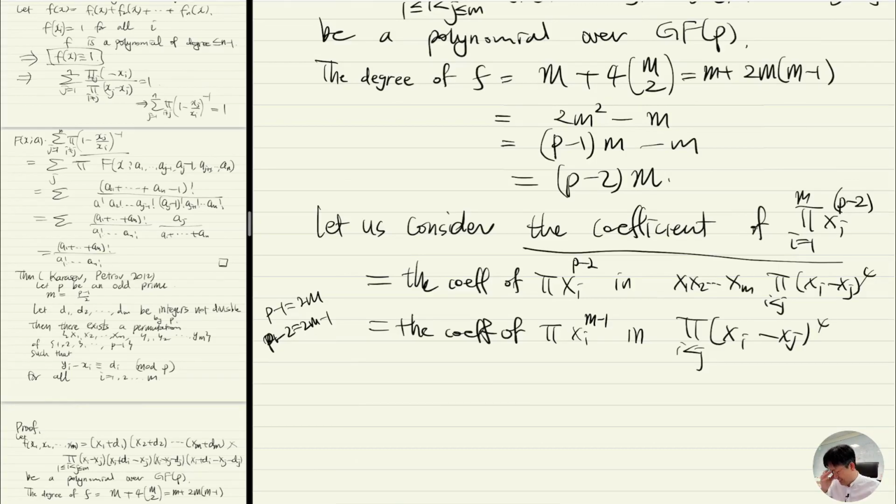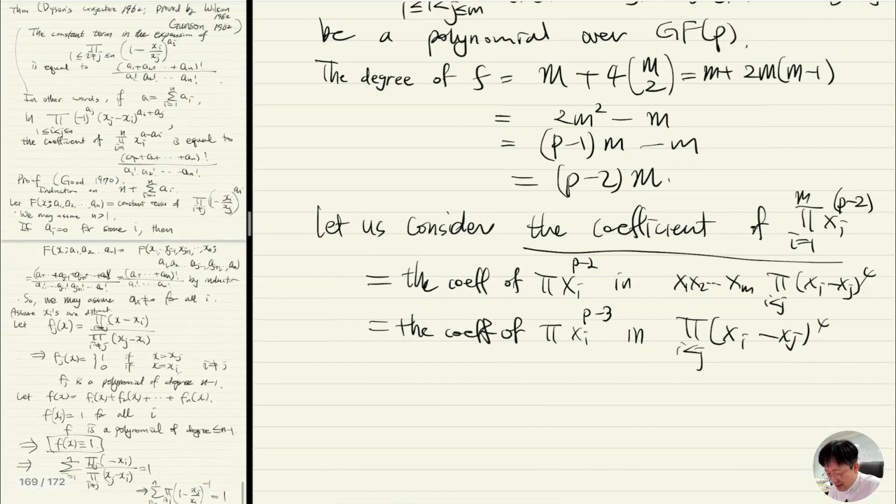Something's strange. Oh, no. No, I'm subtracting 1, so p minus 3. We are looking at this. Right? Now, what is the coefficient of that?